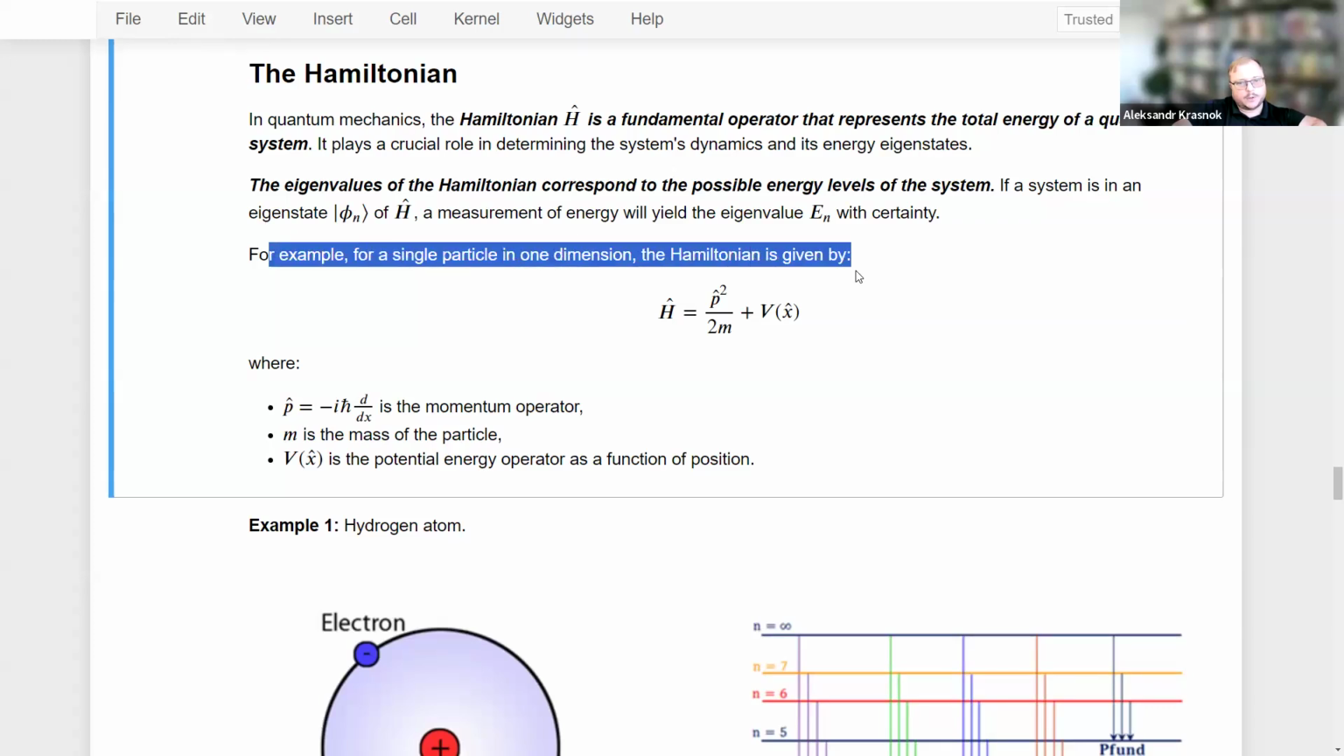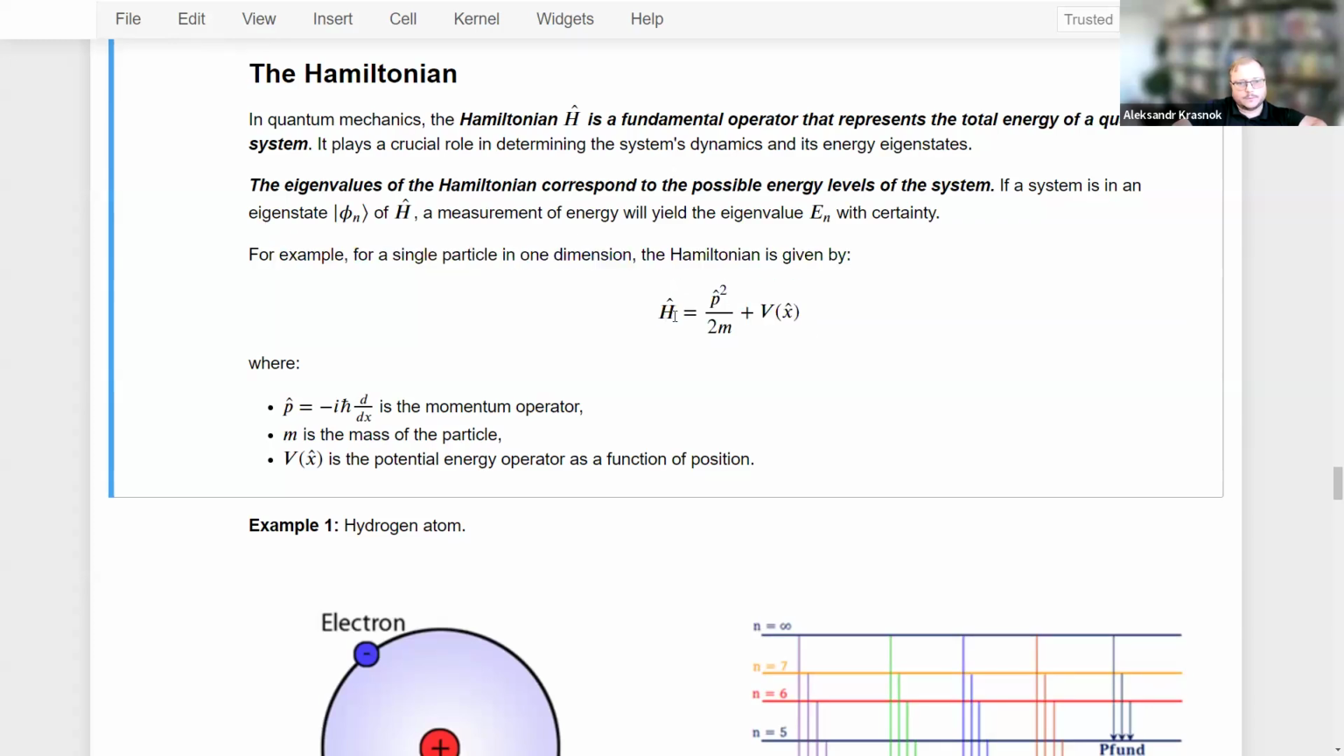You probably are aware of this formula. If not, that's fine. It's a Hamiltonian for a particle in a potential V. Okay, so this is the kinetic energy, and this is the potential energy. In classical physics, the formula looks the same up to this hat on the operators.